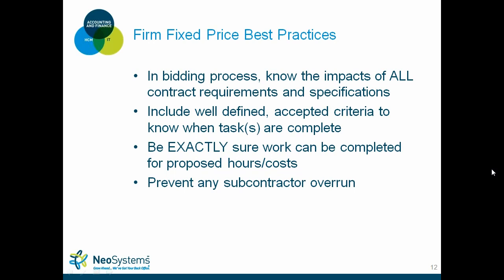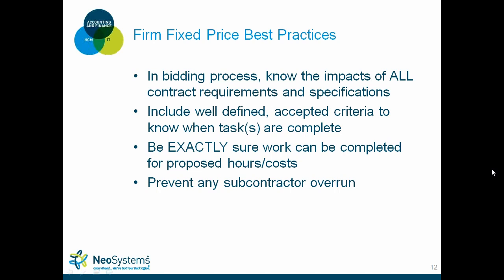Okay, so the best practices for these types of contracts in the bidding process: know all the impacts of the contract requirements and specifications. Basically, read the cost volume and read the RFP very carefully. Include well-defined acceptance criteria to know when tasks are complete. So if you have milestones within your fixed price contract, or if you have deliverables, know exactly when those are completed. Be sure work can be completed for your proposed hours and costs, and obviously prevent any subcontractor overrun.